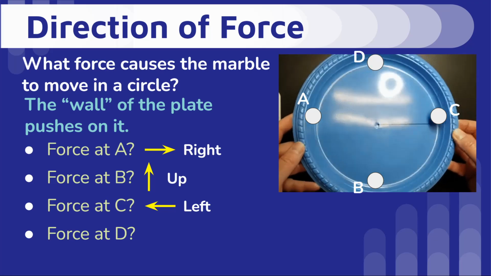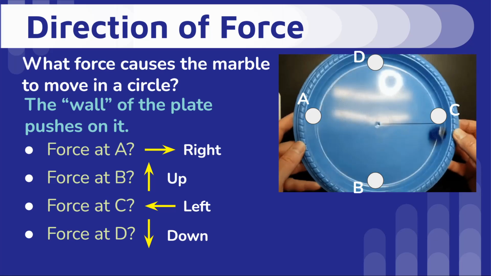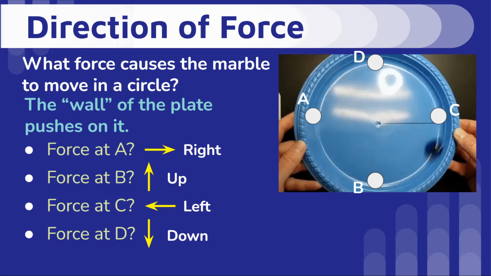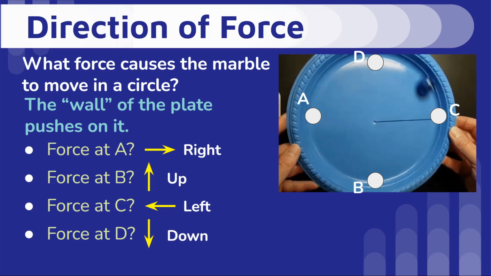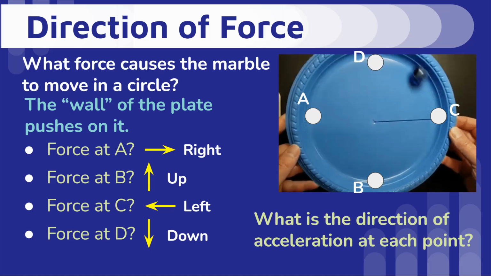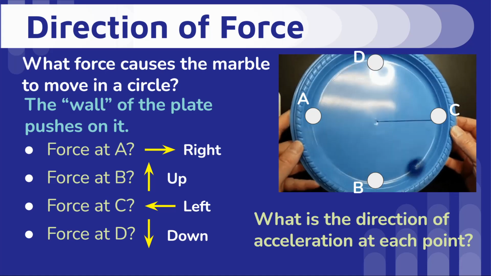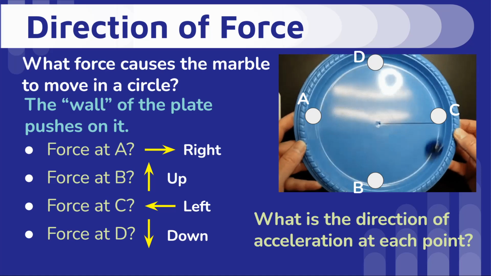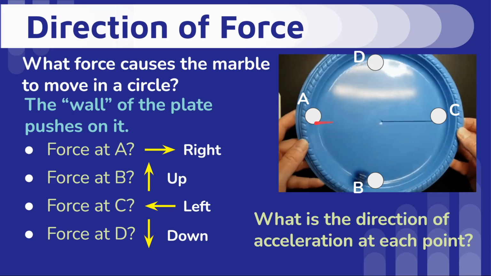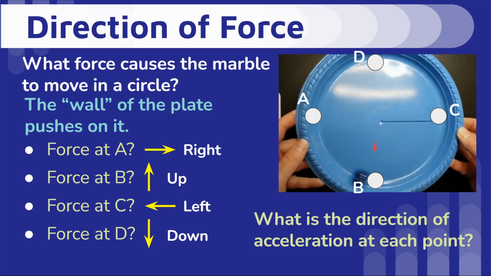It looks just like it did a second ago when we talked about the circular path of the moon around the earth. Okay, in each of these cases, whether we're talking about the moon going around the earth or the marble going around the plate, the forces go inward toward the center of that circular path. And if my forces go inward, my acceleration will too. What is the direction of the acceleration? Your acceleration is always in the same direction as your net force. So if my net force at point A is to the right, then my acceleration at point A is to the right. If my net force at point B is up, my acceleration is up, and so on and so forth.